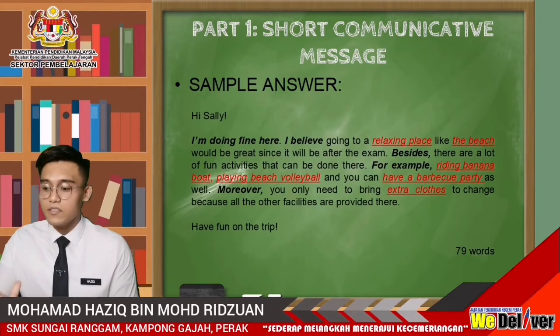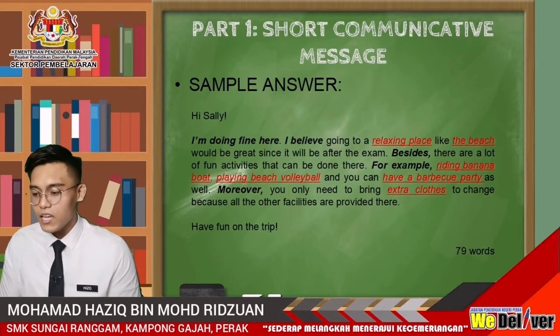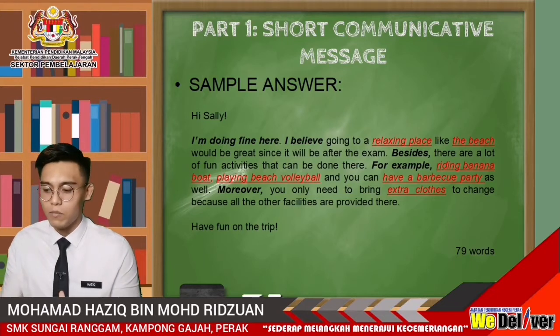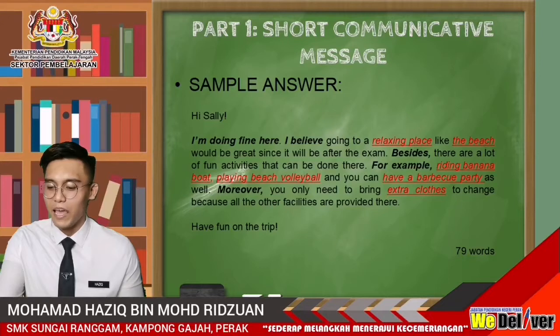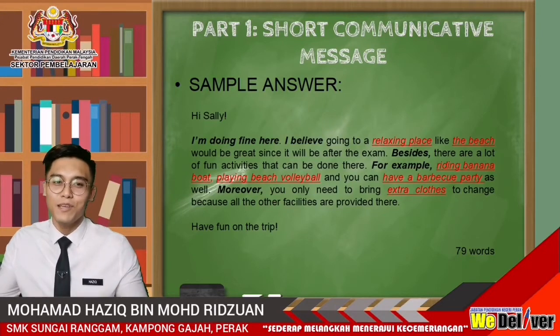Okay, so I wrote 79 words. So here it means I fulfill the requirement because it should be around 80 words. So actually you can add on by there, and then it will become 80 words. There you go, a perfect one.